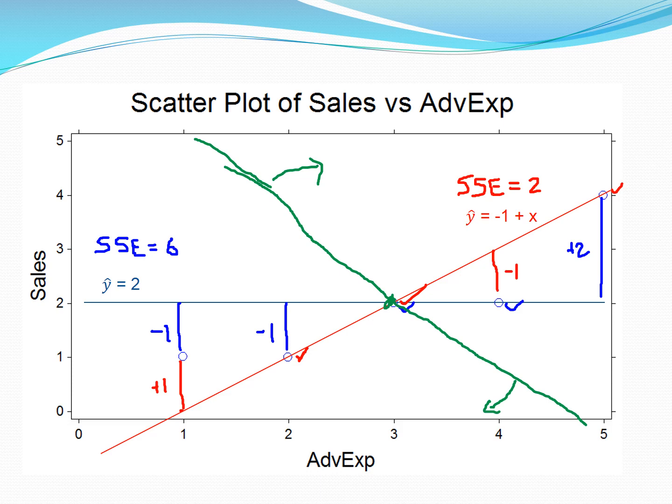And all we've shown is we've looked at two of them. We looked at the red line and said the sum of squared error there is 2. We looked at the blue line. We said the sum of squared error there is 6. The conclusion we should get is that the red line is better than the blue line.